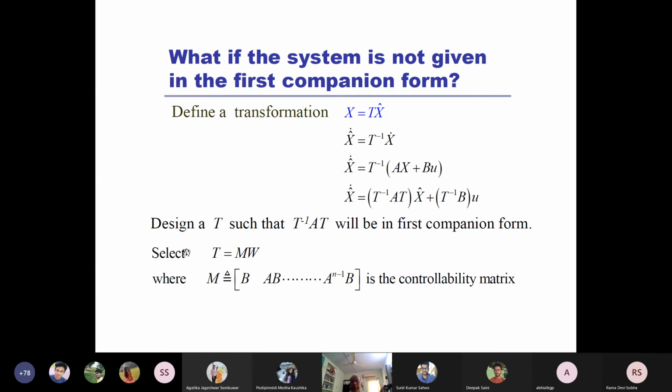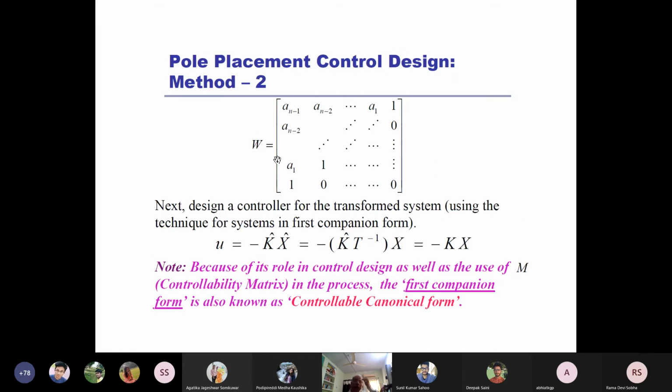So what we'll do is select T is equal to MW, where M is the controllability matrix, M equal to B, AB, up to A to the n minus 1 B. And W will be given by this expression: a n minus 1, a n minus 2, down to a1, 1, then a n minus 2 to a1, 1, 0, and finally 1, 0, 0, with the last entries being 1.